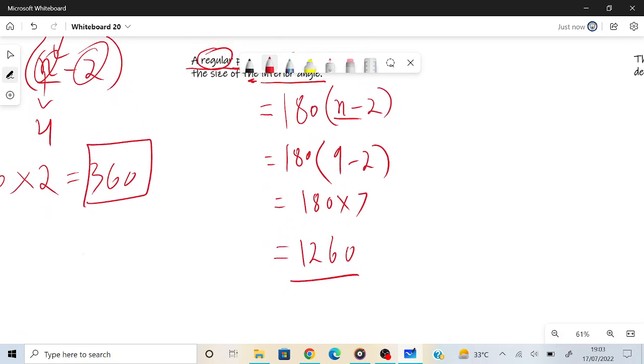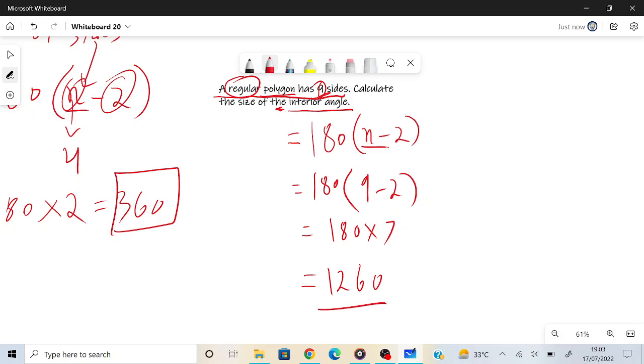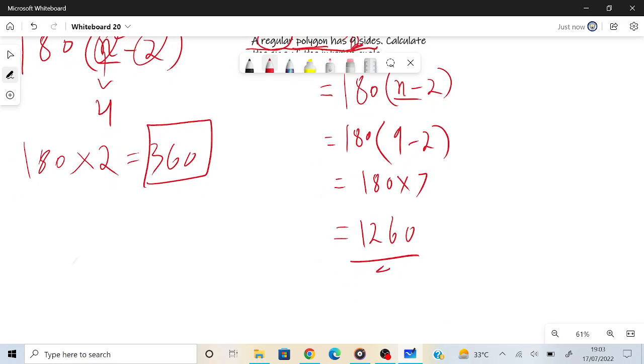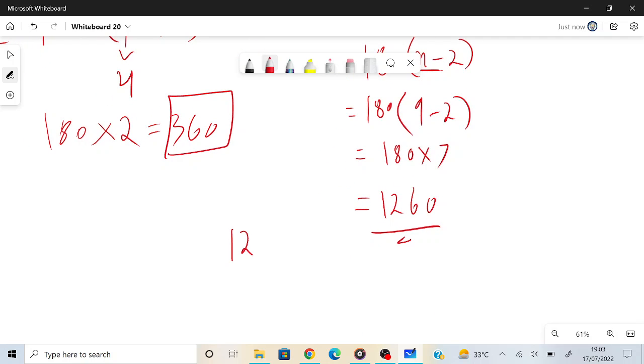Because we know it's a regular polygon, all the angles are equivalent. And if all the angles are equivalent, all we need to do is divide the sum of the interior angles by the number of sides. So 1260 divided by 9 gives you 140 degrees.